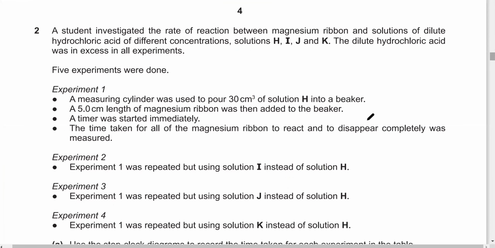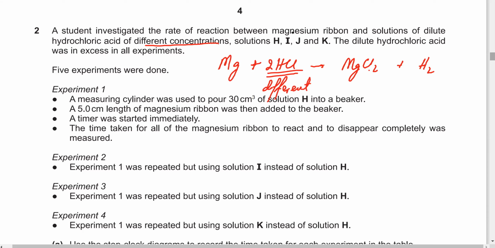A student investigated the rate of reaction between magnesium ribbon and solutions of dilute hydrochloric acid of different concentrations. So what's the reaction? It's Mg with HCl. What's going to be produced? MgCl2 plus H2. And what is changing? Different concentrations. So different concentrations are being used.